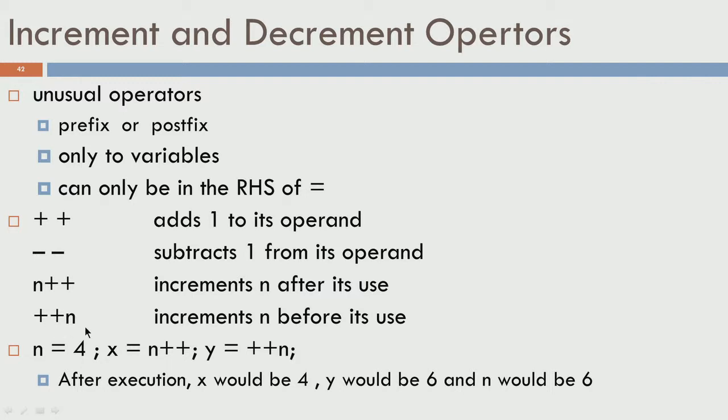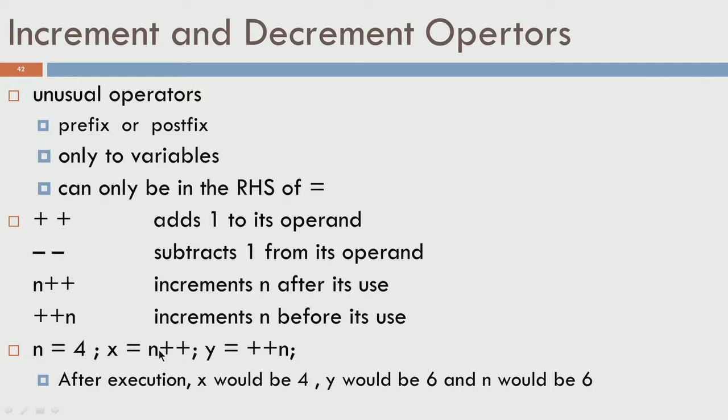So, let us see how this can be useful in an expression. n equals 4. So, there is a right hand side which is 4, the left hand side has n, there is nothing to do on the right hand side, it is a constant. So, 4 is assigned to n, so there is nothing to do there. Then let us look at this statement, x equals n plus plus.